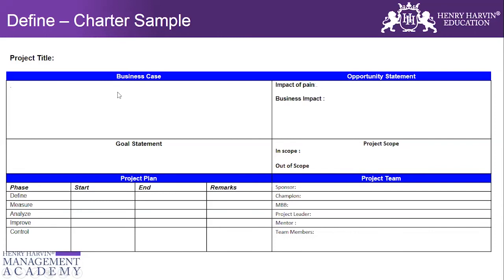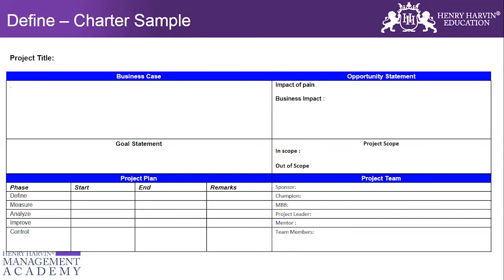Just to reiterate, there are 3 questions that you need to keep in mind while designing a business case. First question, what is the background of the process? Just in 2 or 3 lines. Second question is, what is the need of doing this project? Third question is, what are the consequences of not doing this project now? Okay. Goal statement, we already talked about.